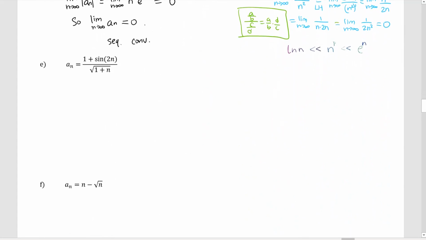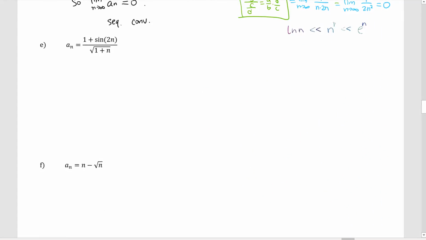Okay, so let's look at part E. Well, when you see a sine function there, think about what? Squeeze theorem, because sine is bounded between -1 and 1. So how do we get sine of 2n into our function? We add 1 on each of the terms. So -1 plus 1 is 0, and then we have 1 plus sine 2n, and then 1 plus 1 is 2.